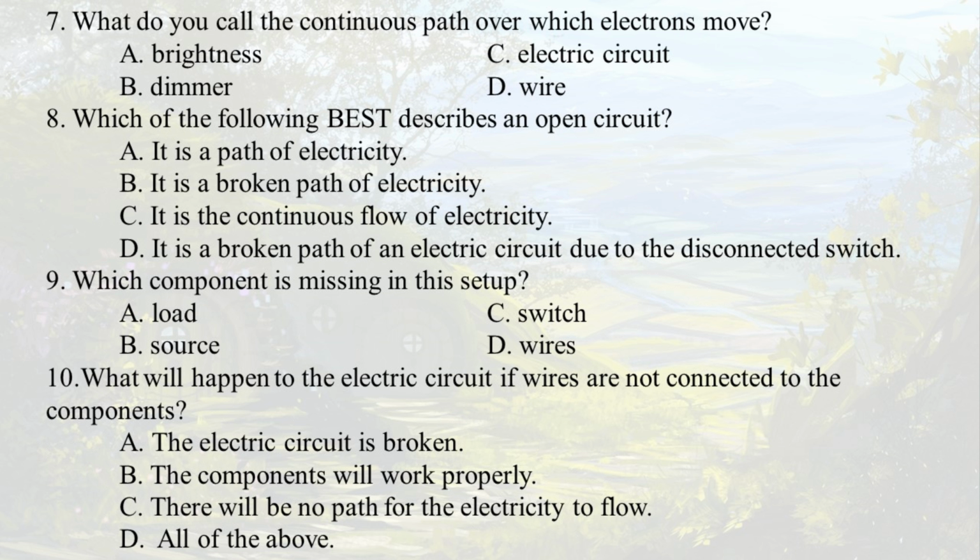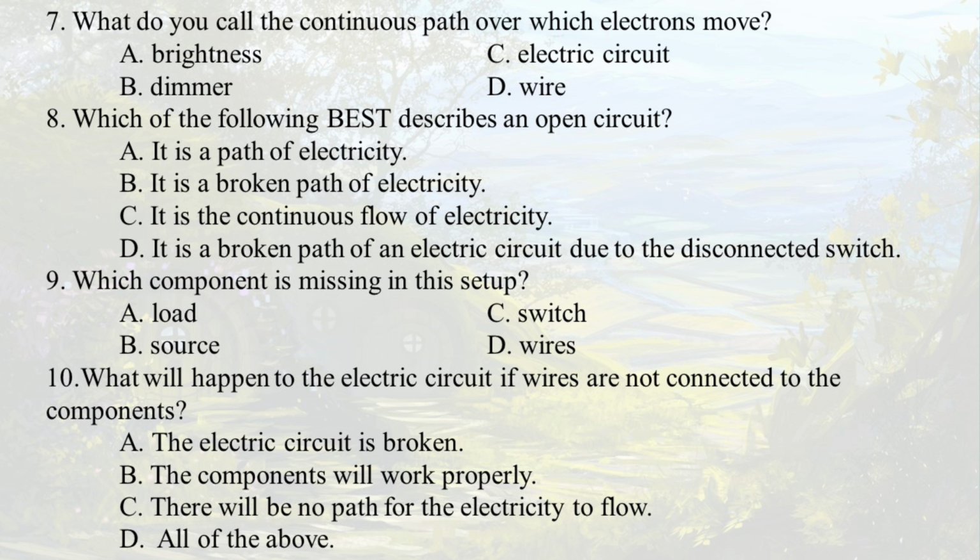7. What do you call the continuous path over which electrons move? A. Brightness. B. Dimmer. C. Electric circuit. D. Wire. 8. Which of the following best describes an open circuit? A. It is a path of electricity. B. It is a broken path of electricity. C. It is the continuous flow of electricity. D. It is a broken path of an electric circuit due to the disconnected switch.